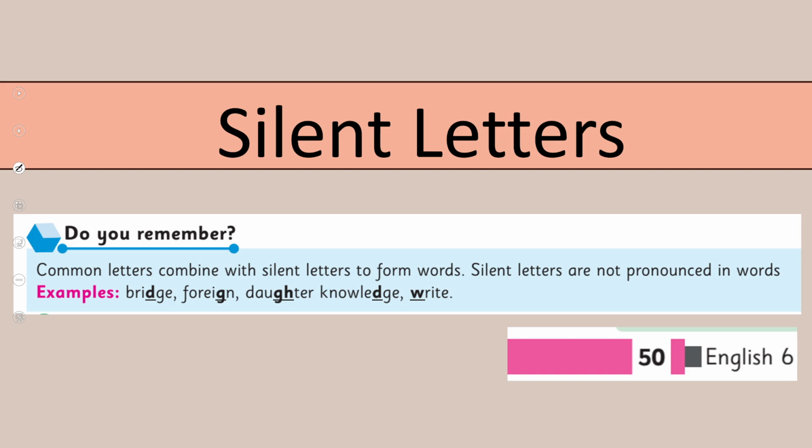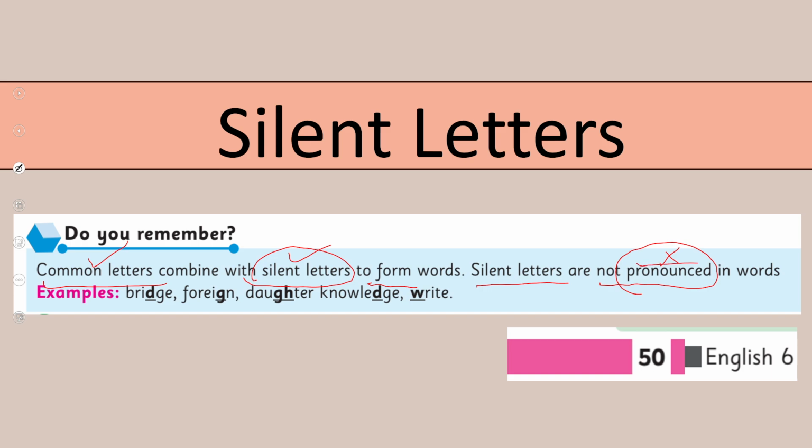So if you remember, this is from your book, page 50. Common letters combine with silent letters to form words. Common letters are letters that we say out loud, whose sound we say, but silent letters are letters or those sounds which we do not say in reading or saying that word. Silent letters are not pronounced in words. We don't say them, we don't pronounce them in words.